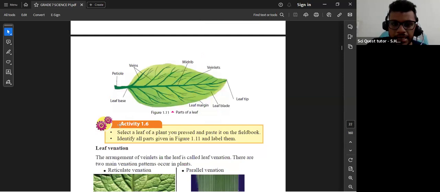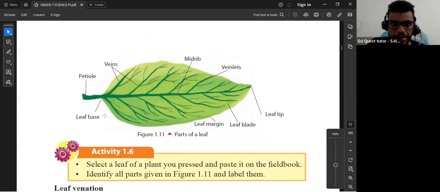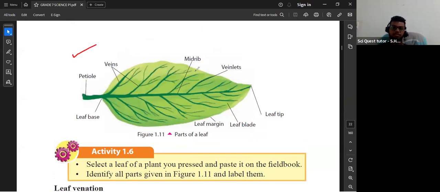Now you can look here. This is how a leaf looks like. Shall I zoom it? Right, this is how a leaf looks like. These are the parts of a leaf. Let's start with the petiole. Petiole is the leaf stem, simply we say. So the leaf is attached with the petiole part. To the branches or to the plant, the leaf is attached using the petiole.